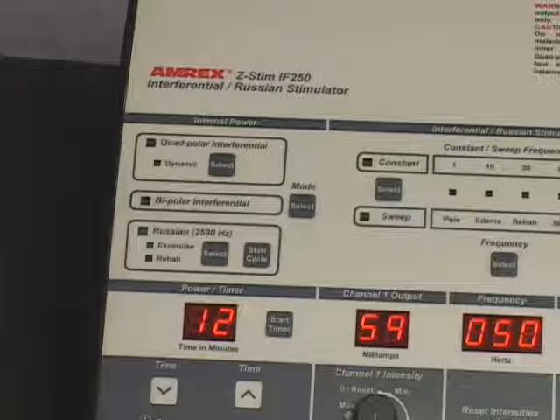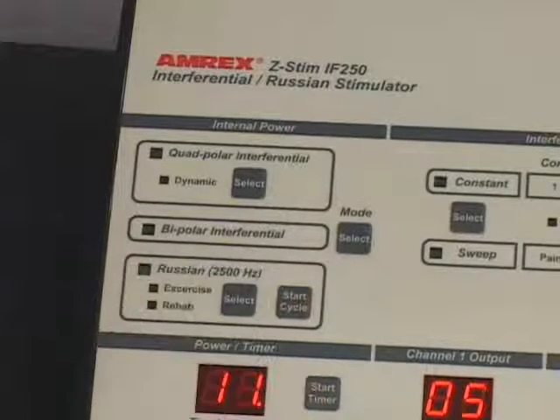To return to the Russian 2500 Hz continuous mode from the exercise mode or the rehabilitation mode, press the Start Cycle control. If the Start Cycle control is not pressed within the 10-second initiation period, the selected exercise mode or rehabilitation mode indicator light will cease to flash and the generator will default to Russian 2500 Hz continuous mode.